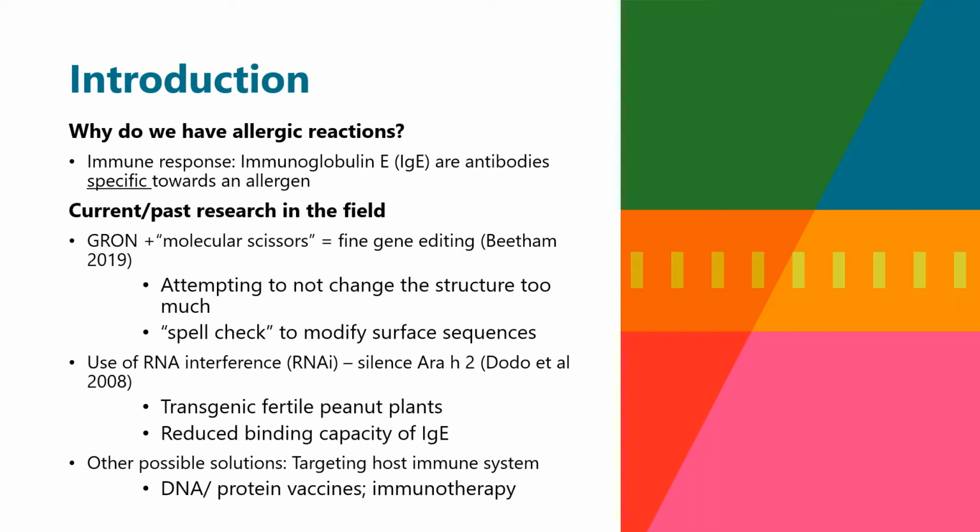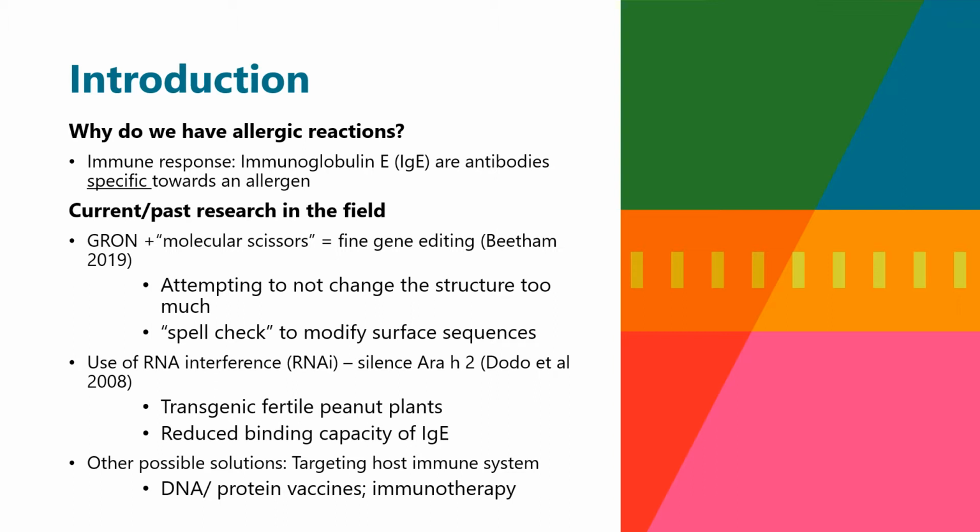So the mechanism of GRON: when it detects or recognizes a DNA sequence that would encode for a protein that would cause an allergic response, it would prompt something like a spell check, if you will, and use plants' native repair mechanisms to change that sequence up a little bit, and then therefore binding is not possible anymore.